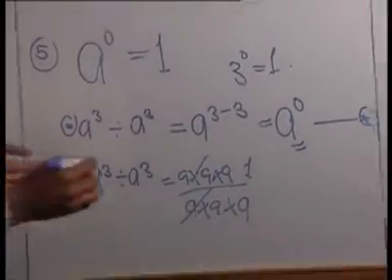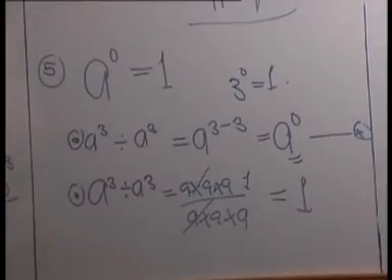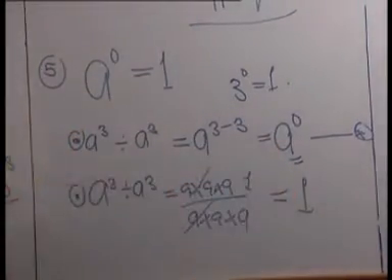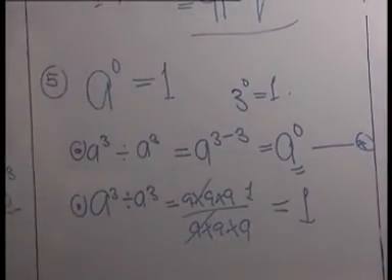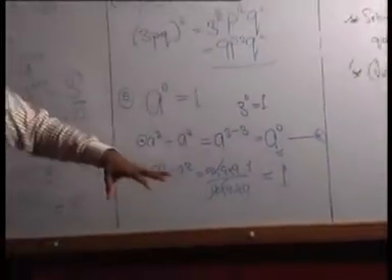If we handle it in another way, we are going to have 1 as our answer. If these two are the same, that means this is going to be equal to this. Therefore, A raised to power 0, or anything raised to power 0 for that matter, is what? 1. So we'll move to the 6th law.